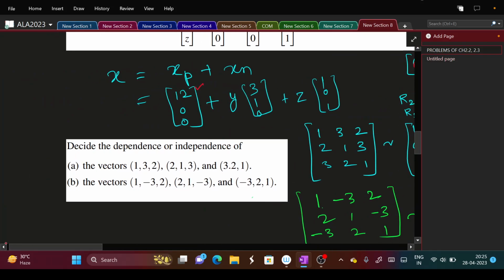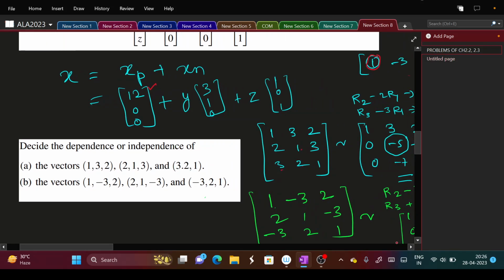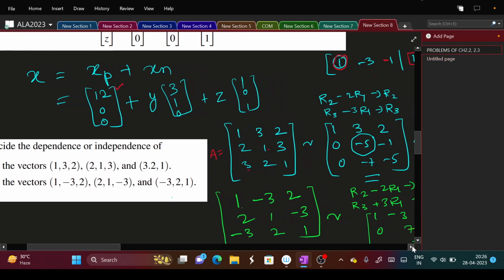Next is to decide the dependence or independence of these three vectors. Our target is to write these three vectors as rows of a matrix, that is (1, 3, 2), (2, 1, 3), (3, 2, 1). So I wrote these three vectors as a matrix. Suppose its name is A. Then I will convert it into echelon form.